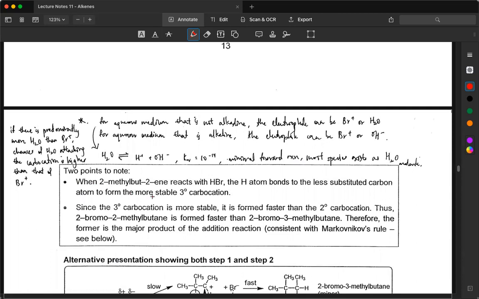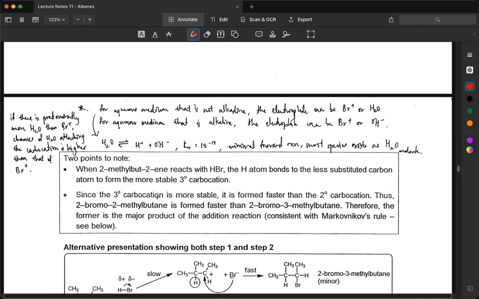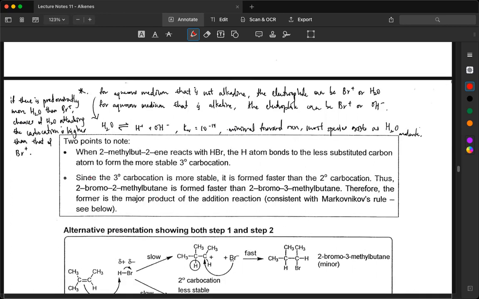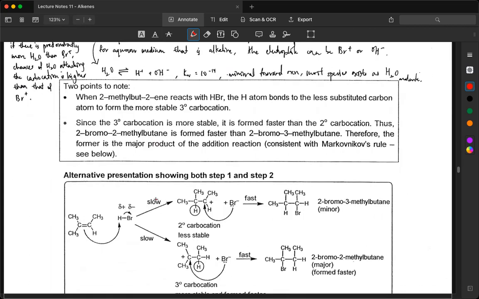When 2-methylbutene reacts with HBr, the H atom bonds to the less substituted carbon atom to form the more stable tertiary carbocation. Since the tertiary carbocation is more stable, it's formed faster than the secondary carbocation. So the 2-bromo-2-methylbutane is formed faster than 2-bromo-3-methylbutane. Therefore, the former is the major product of the addition reaction, which is consistent with Markovnikov rule.